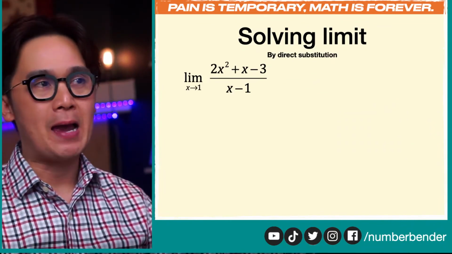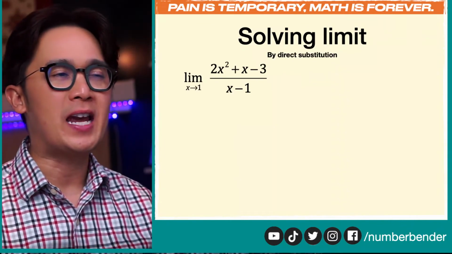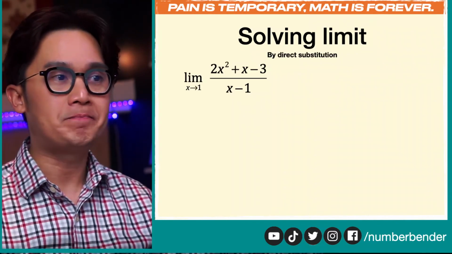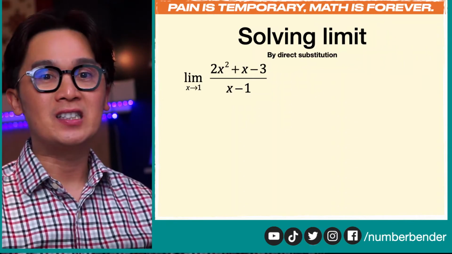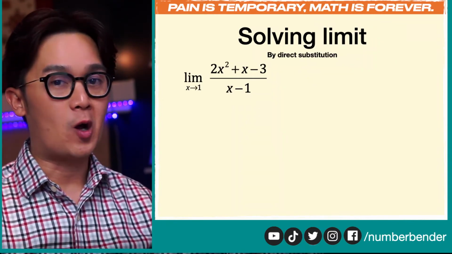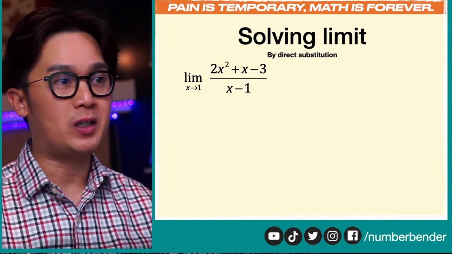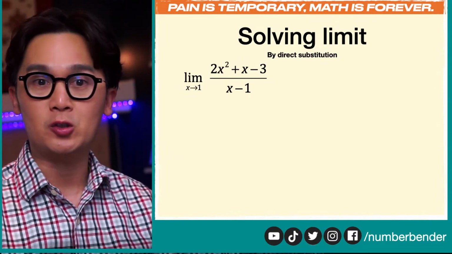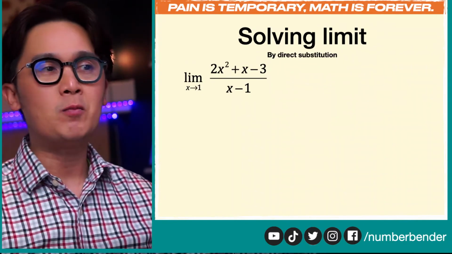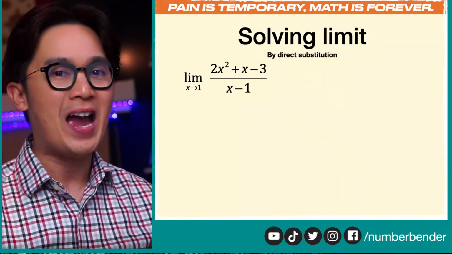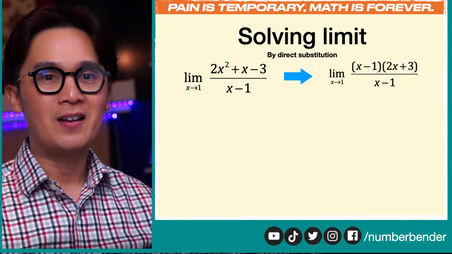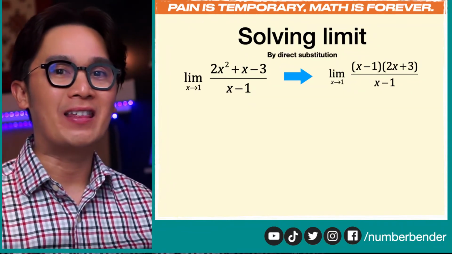Take a look at this example. If we have 2x squared plus x minus 3 all over x minus 1 as x approaches 1, by direct substitution we see that it does not exist because the denominator will turn to 0. However, we also know that 2x squared plus x minus 3 is a factorable quadratic, because we know algebra and we have mastered our factoring techniques. So if we modify it by factoring, we get x minus 1 times 2x plus 3, and now we can cancel out the x minus 1.